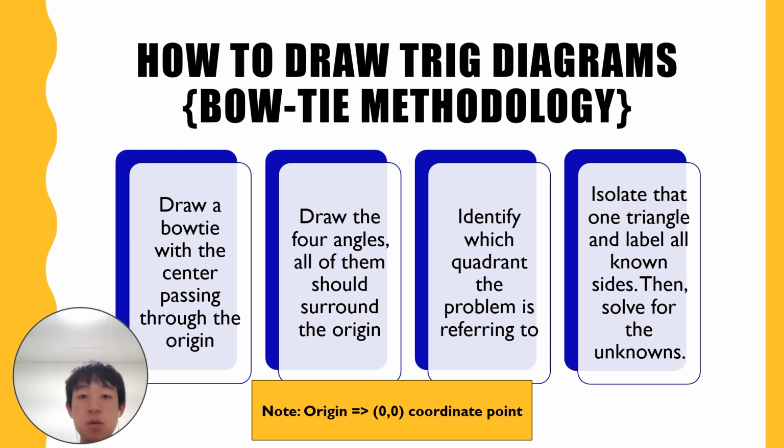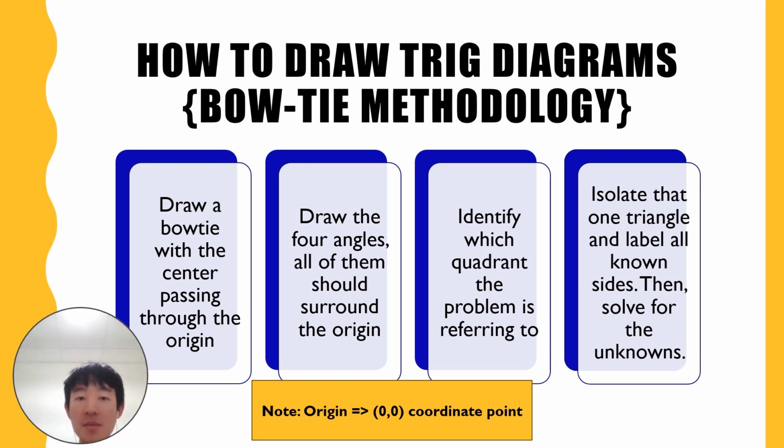Firstly, we want to draw a bow tie shape with the center of the diagram passing through 0, 0, also known as the origin. Next, we will draw 4 angles, all of them being adjacent to the origin, and using this diagram, we would then use them to identify which quadrant our trig function is referring to. And finally, we would isolate that one quadrant and solve for all missing variables.